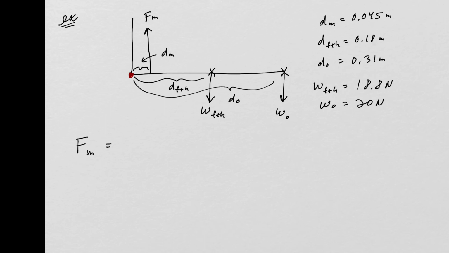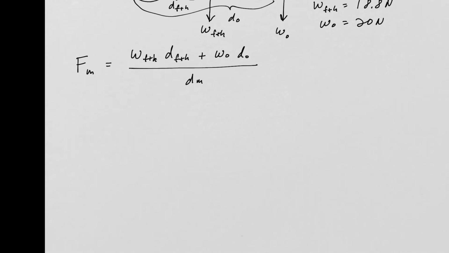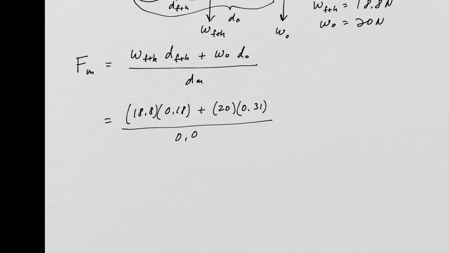If you have all that information, all you have to do is plug into the formula that we derived. Remember, the muscle force is going to be the weight of the forearm and hand, this comes from torques, times the moment arm of the forearm and hand, plus the weight of the object times the moment arm of the object, divided by the moment arm of the muscle. So in this case, it would be equal to 18.8 times 0.18 plus 20 times 0.31, all divided by 0.045.